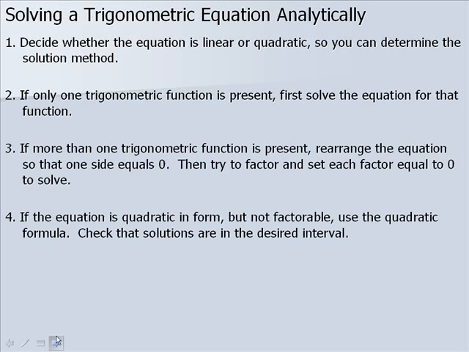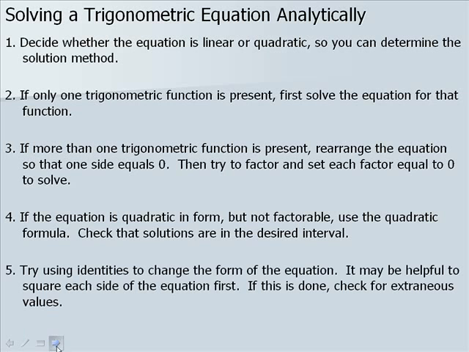4, if the equation is quadratic in form but not factorable, use the quadratic formula and check that solutions are in the desired interval. 5, try using identities to change the form of the equation. It may be helpful to square each side of the equation first. If this is done, check for extraneous values. And always remember that you can also solve using the graphing calculator the way I've shown.